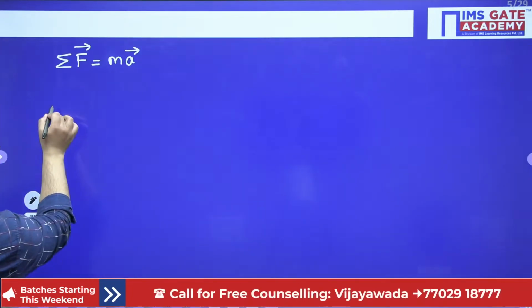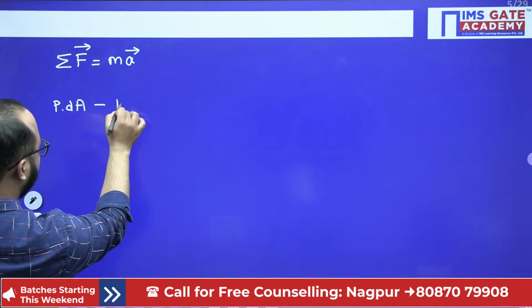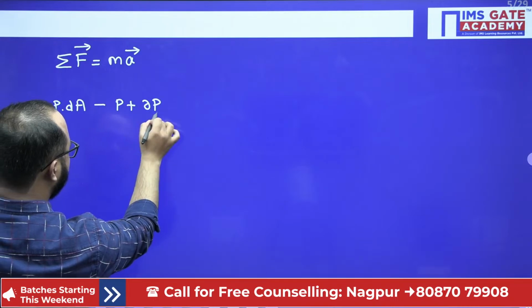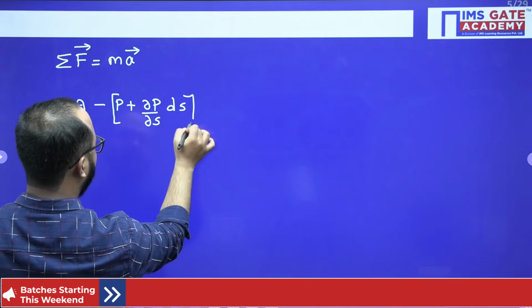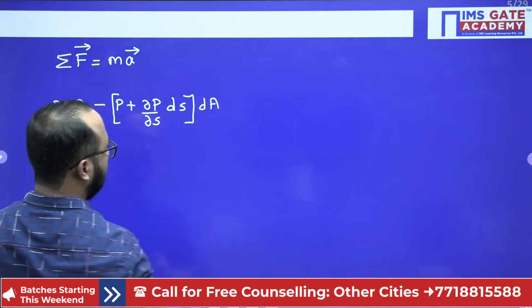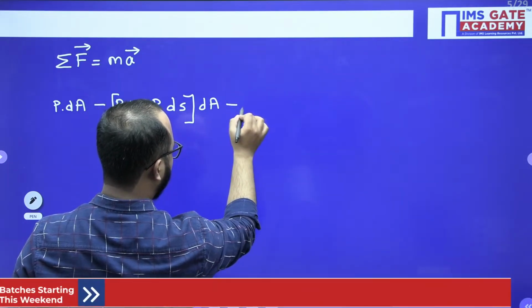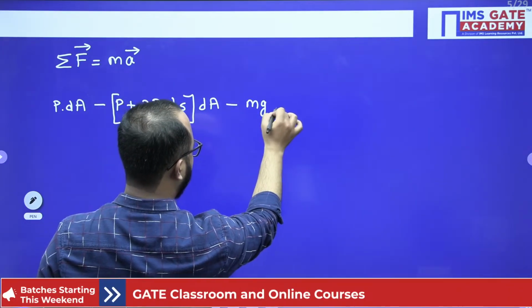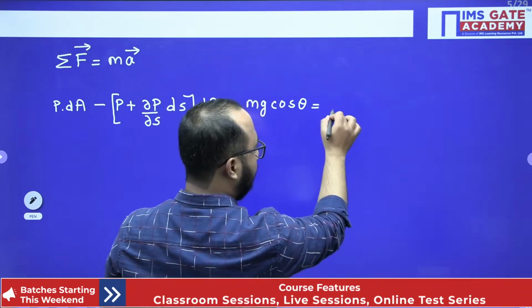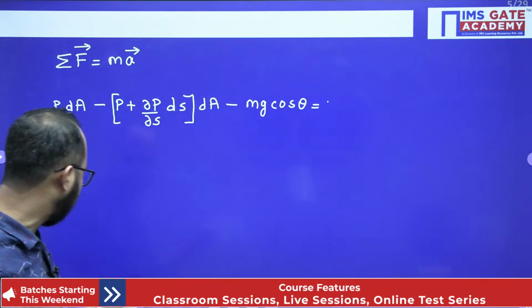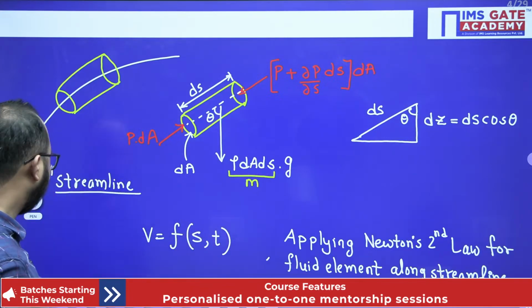So, first of all, pressure: P into dA minus (P plus dou P by dou S ds) into dA, plus, we will put a minus here, mg cos theta, equals mass into acceleration. So mass, how to write mass? We have just written here. See how we have written mass? Density into dA into ds. That is the mass.